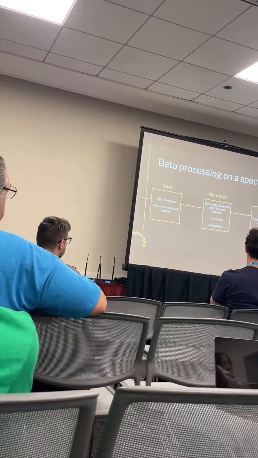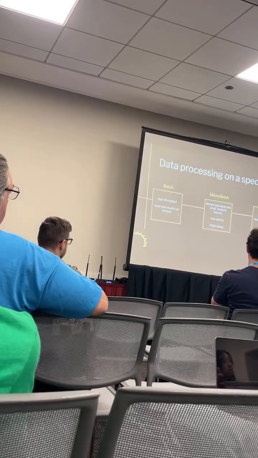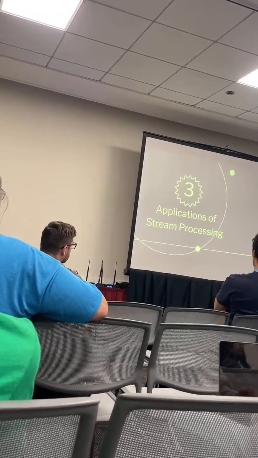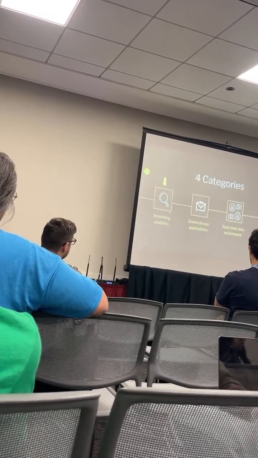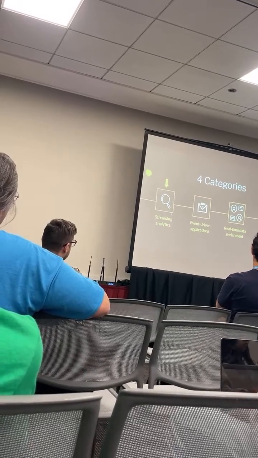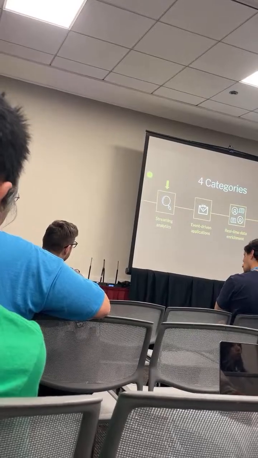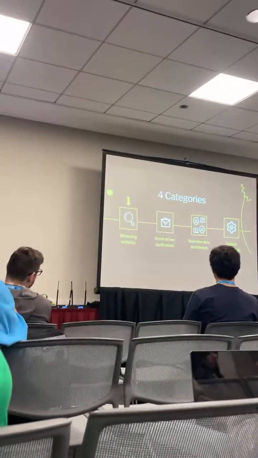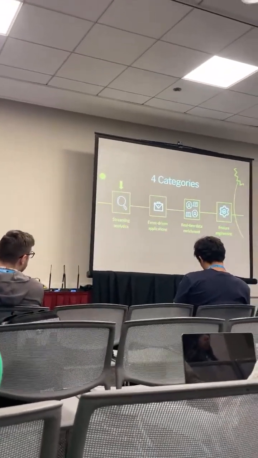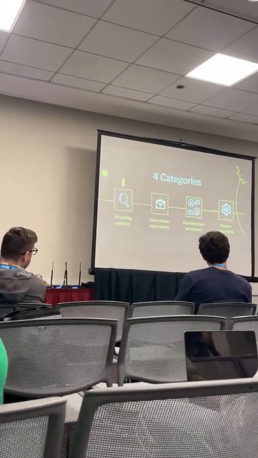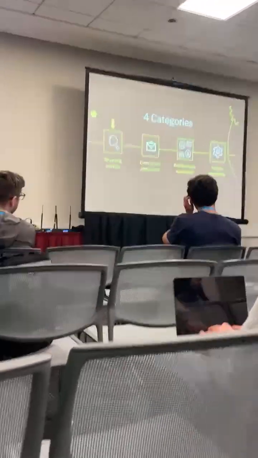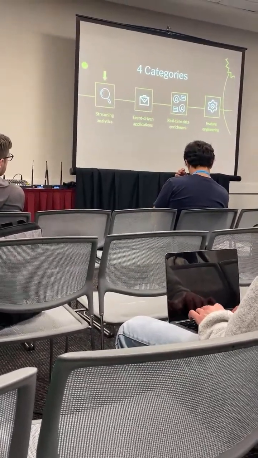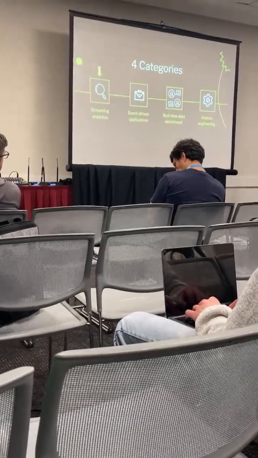Right. Now that we have a solid understanding of how stream processing works, let's talk about exactly where people are using stream processing. I've broken this down into 4 categories. Streaming analytics, where we're extracting real-time insights from fast-moving data. Event-driven applications, so systems that can react immediately to events as they occur. Real-time data enrichment, where we're adding additional context to our data streams, and feature engineering for machine learning models.